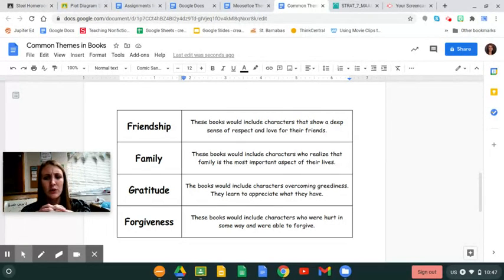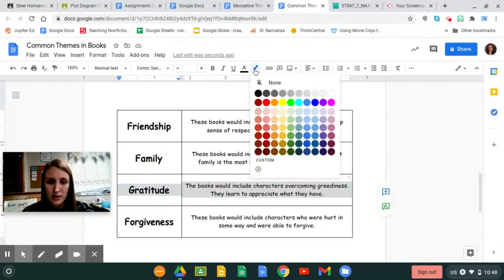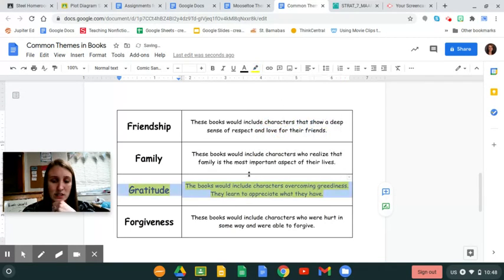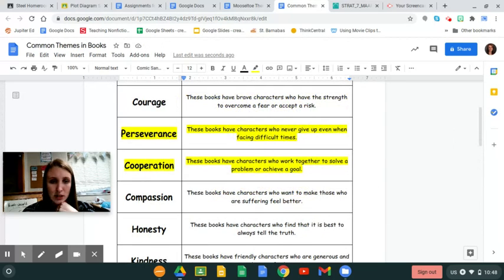Gratitude. These books would include characters who overcome greediness. They learn to appreciate what they have. I mean, yeah, he did learn to appreciate what he had. I wouldn't call him greedy in the beginning, but I'm going to highlight that one just in case. And then forgiveness. There was nothing that Moose needed to forgive or anything. So my three options are gratitude, cooperation, and perseverance here.